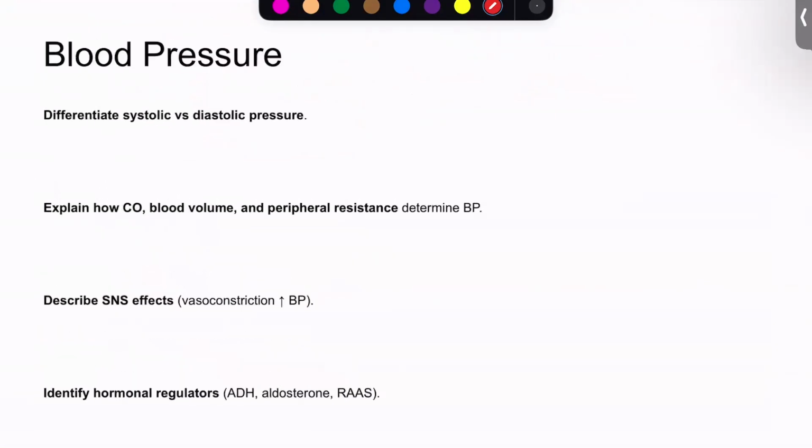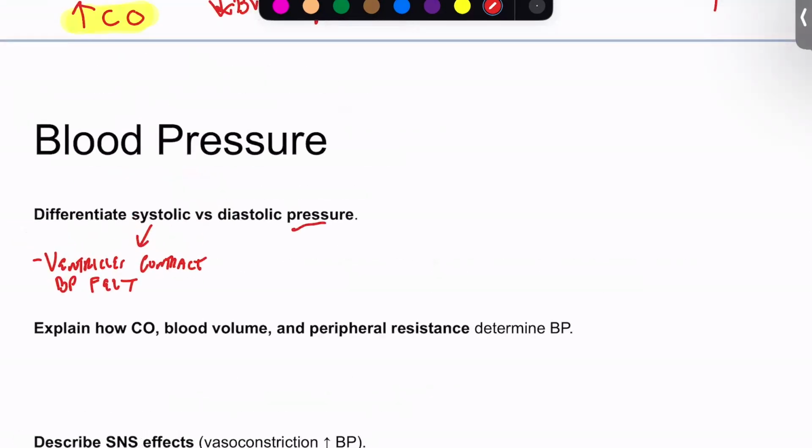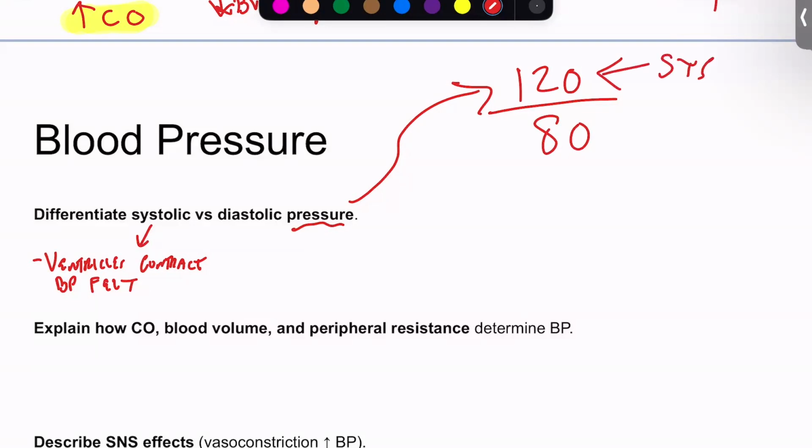So systolic versus diastolic pressure. Systolic blood pressure is going to be the pressure in your arteries when the ventricles contract. So when ventricles contract, your blood pressure is felt. Typically, this is going to be the peak pressure during your ventricular ejection. And if you're reading a blood pressure reading, say normal is 120 over 80, this is systolic. This is diastolic.